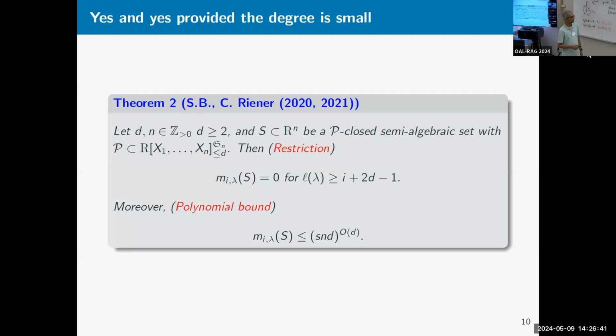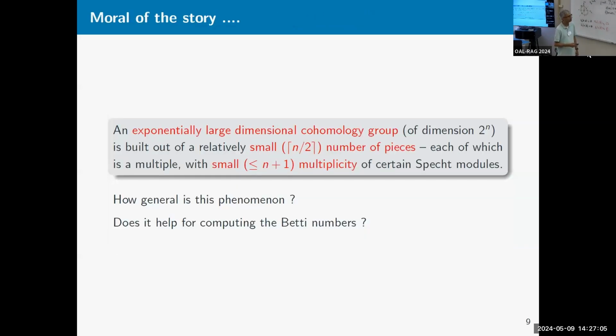So for i equals 0, if the length of the partition is bigger than 2d minus 1, then the multiplicity is 0. So only very few of the partitions, of length at most 2d, let's say, can appear with positive multiplicity in the isotypic decomposition. And moreover, there is a polynomial bound on these multiplicities. So that's exactly what was going on here: there was a small number of pieces, each of small multiplicity.